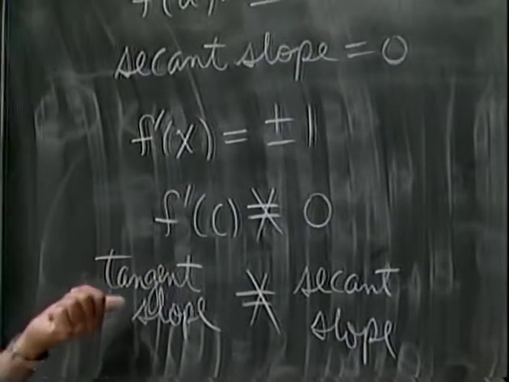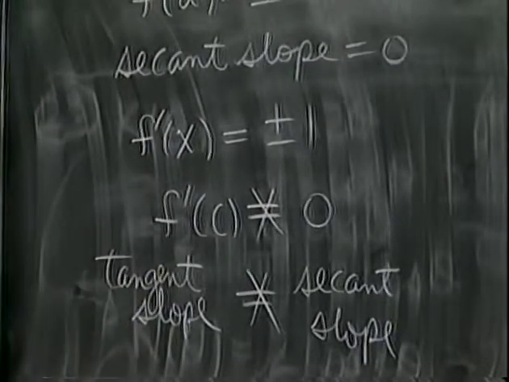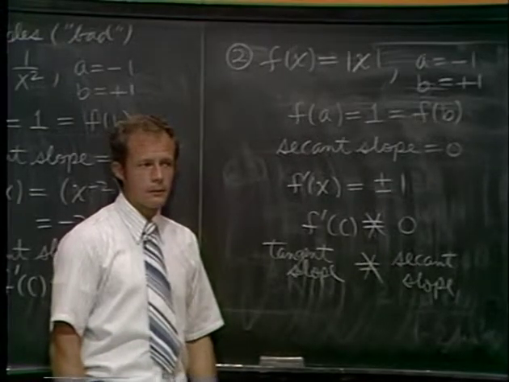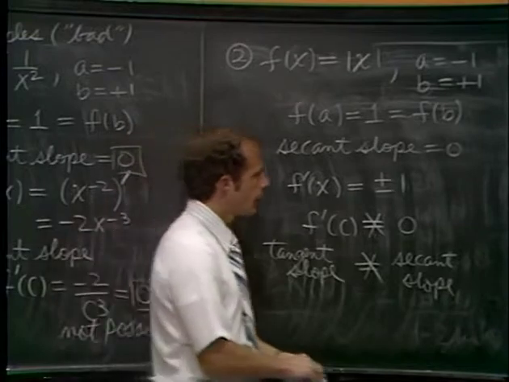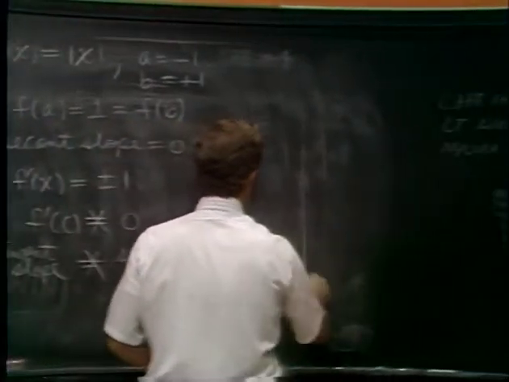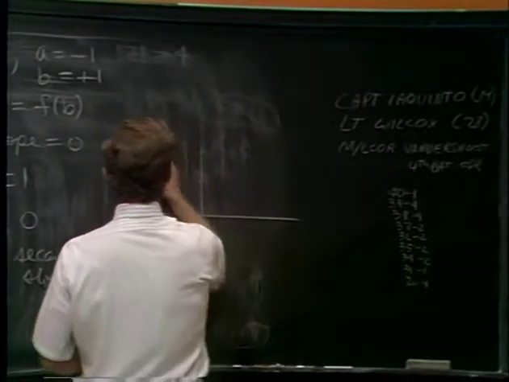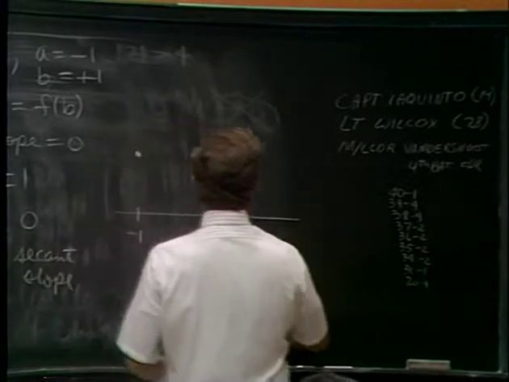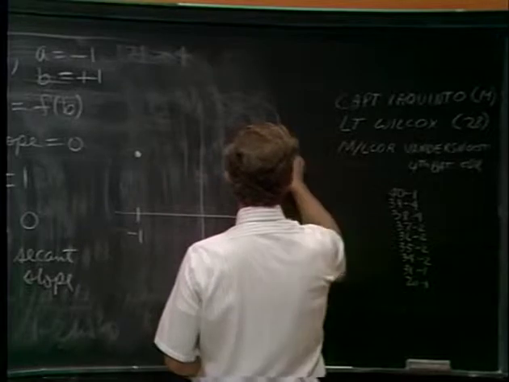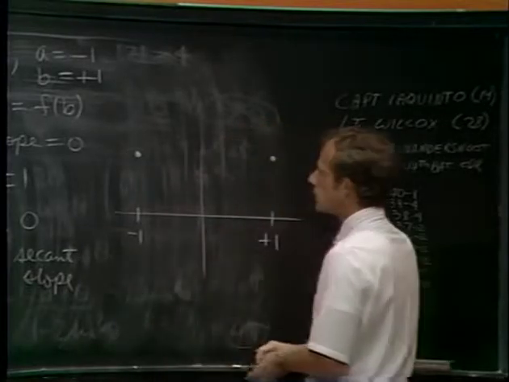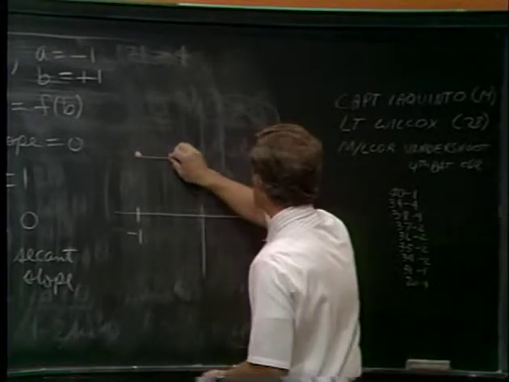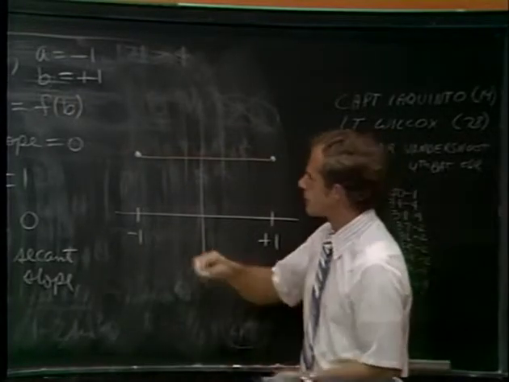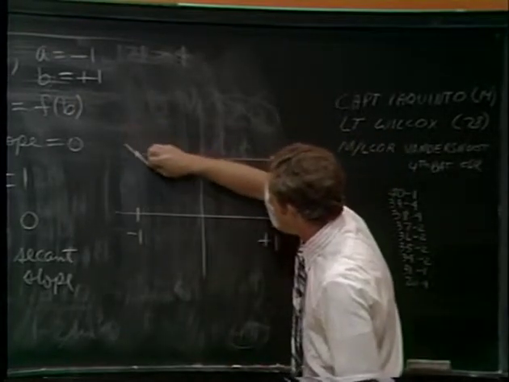Well, I've avoided the pitfalls in this one. Did anyone spy what the problem was? Let me draw you a better picture this time. Here we are. Here's f at minus 1. And here's f at plus 1. So here was your horizontal secant line. But the function itself, you should recognize it, is this thing.